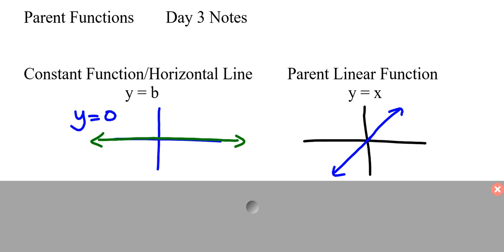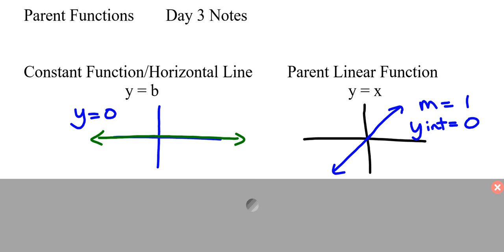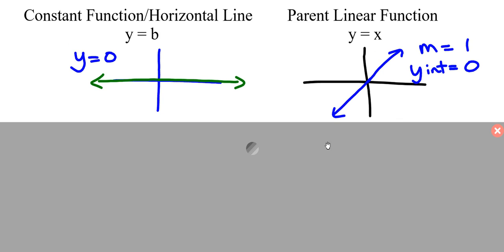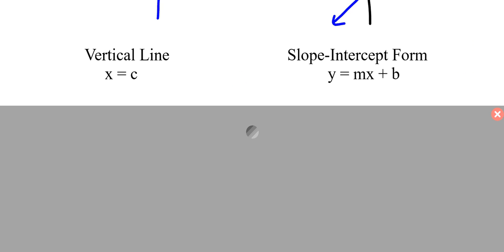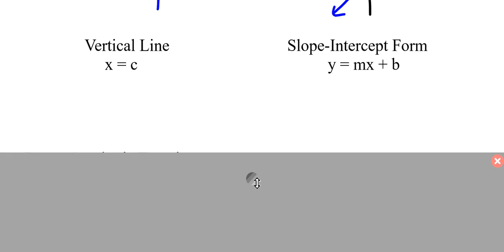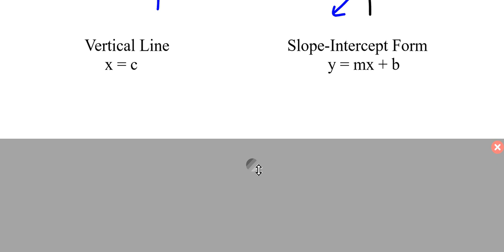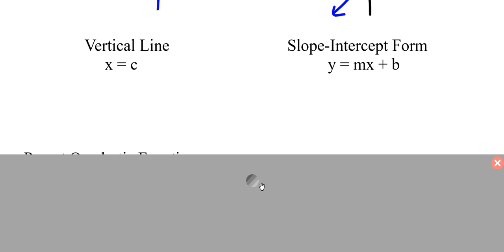So we know that our slope, which we usually refer to as m, is 1, and our y-intercept, or the b value, is 0. So we start at the origin (0, 0), and we have a slope from there. Now, from some of our parent functions, we can come up with different information that we know. For example, we have a vertical line. If a horizontal line is y equals, then a vertical line is x equals.